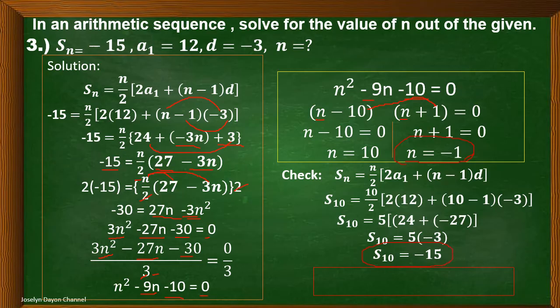So meaning to say, we are correct when n is equal to 10. Because the given is S sub n is negative 15. So we're able to come up with the sum of negative 15 when the value that we substituted to n is equal to 10. Therefore, the value of n is equal to 10.